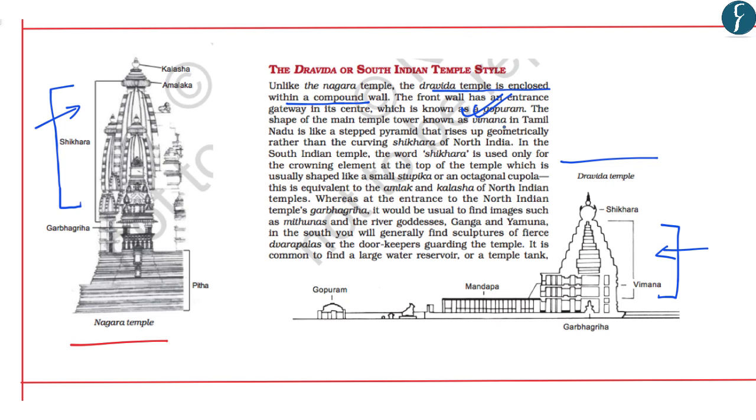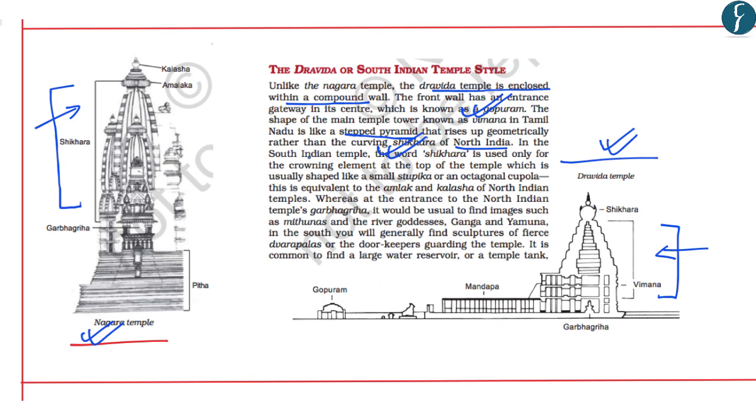Further, it mentions that the Viman in Tamil Nadu is like a stepped pyramid that rises up geometrically rather than the curving Shikhara of North India. So this is basically the difference between the Nagara style of temple architecture in North India and the Dravida style of temple architecture in South India.